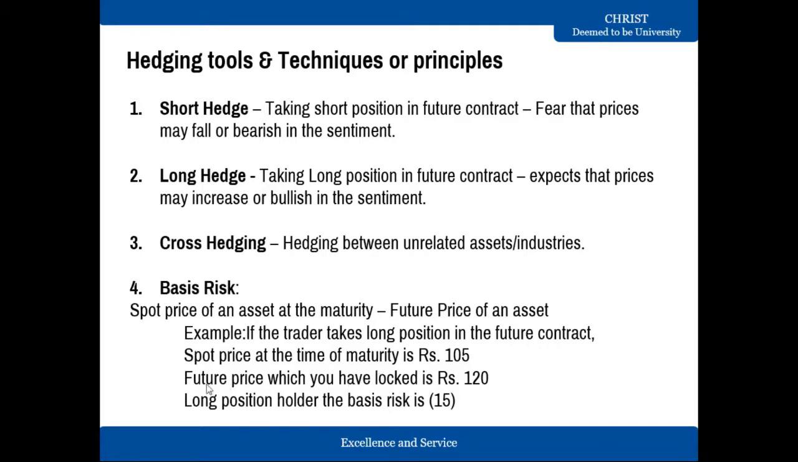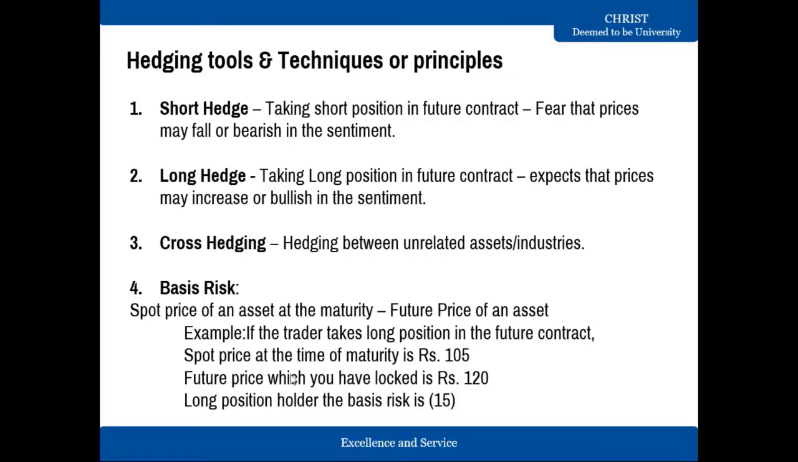Because if he was not taking this future contract, he would have purchased at 105, right? But here he is going to buy at 120 rupees, which is more than the spot price. It is not necessary that the future price should always be less for the long position holder. It may go the other way around also. The basis risk for the long position holder is 15 points.